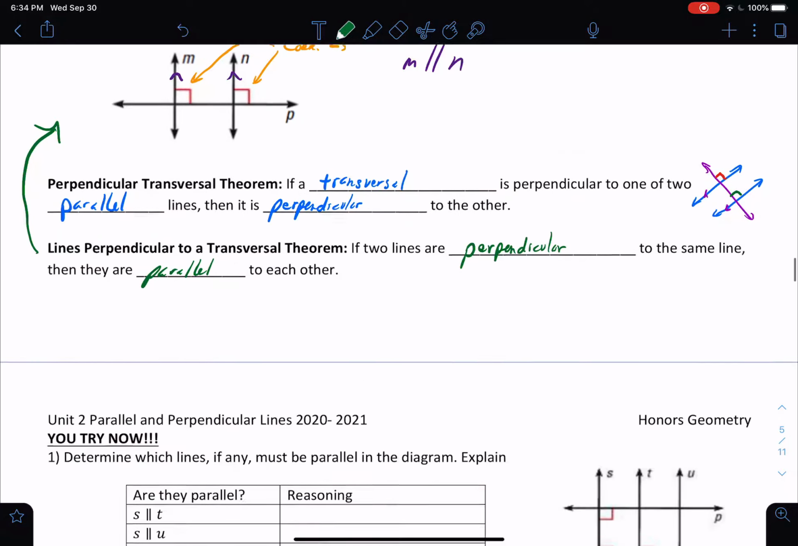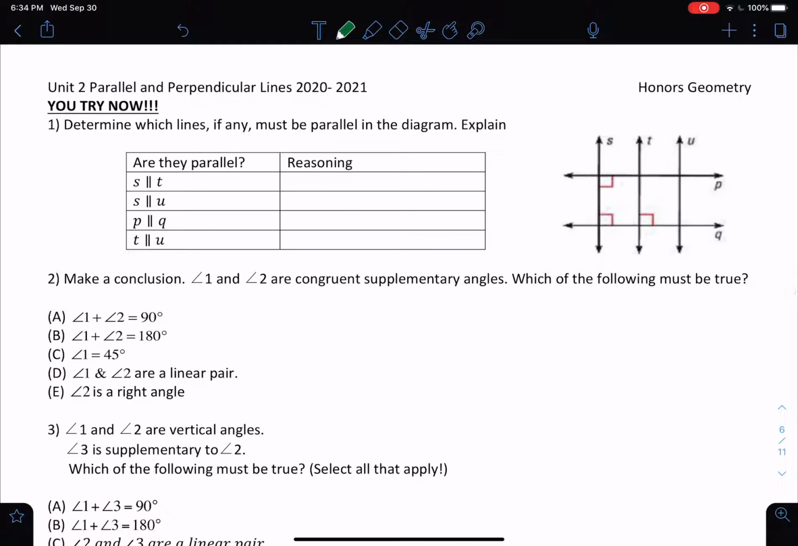So let's go through some examples. I know these are you try nows, but let's talk about them. Determine which lines, if any, must be parallel in the diagram. So we're going to use those types of theorems and see, can we use corresponding angles or alternate interior or anything like that in order to prove that these lines are parallel. So, is S parallel to T? S is parallel to T because they are both perpendicular to line Q.